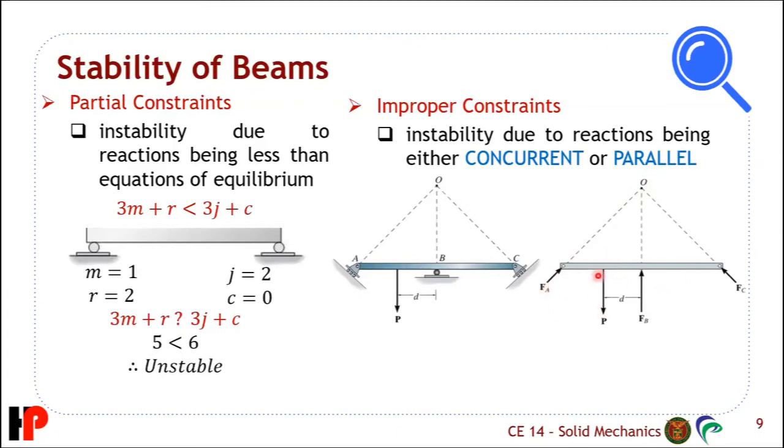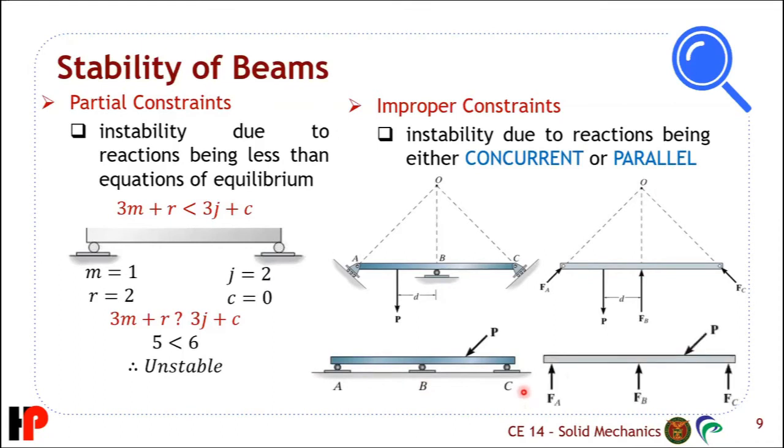So iikot siya about this point, so kaya siya nagiging unstable. Okay? Para concurrent reactions. So the other one is due to parallel reactions. Ito yung mas classic, yung tatlong roller. So tatlong roller, lahat sila parallel. So pag nag-summation of forces X ka, walang magre-resist doon sa force. So kaya unstable pa rin yung B. Okay? So yun yung concept ha.